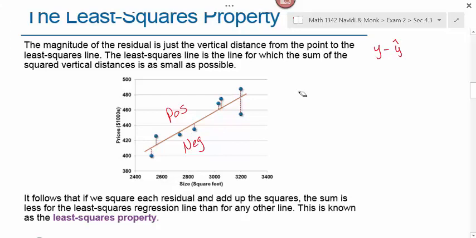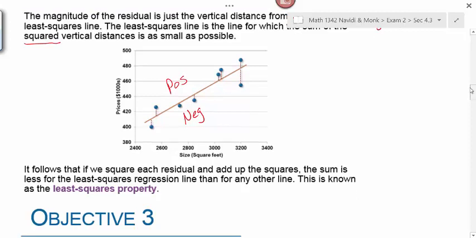In order to get out of adding up all the residuals and getting a net value of 0, what we do is we say let's square those distances so that they're always positive. The least squares line is the line for which the sum of the squared vertical distances, squared because we need positive numbers, is as small as possible. We call this line a line of best fit. It's a regression line, linear regression line. It follows that if we square each residual and add up the squares, the sum is less for the least squares regression line than for any other line.